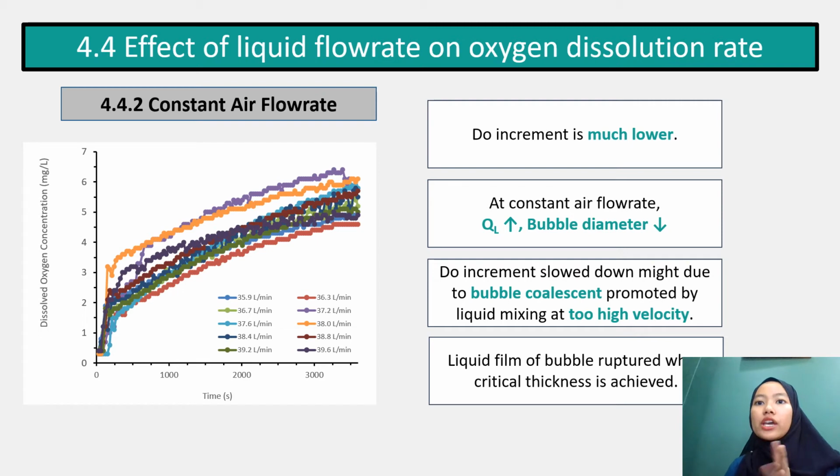However, the DO increment is low starting at 38.8 liter per minute, and this might be due to the coalescence of bubbles promoted by the too high liquid mixing velocity. This causes the liquid film of the bubble to rupture when the critical thickness is achieved, causing the DO increment to be affected. So that is why at this constant air flow rate, the DO increment is much slower. Okay, so now moving on.